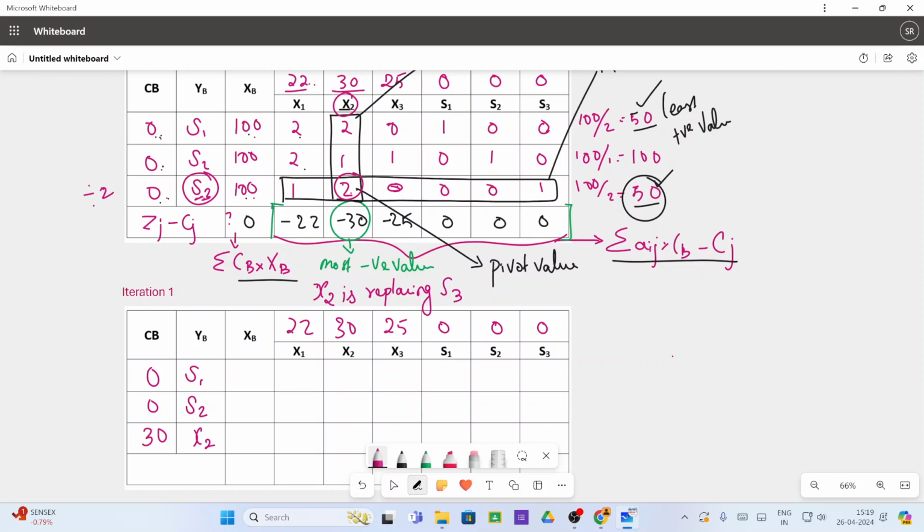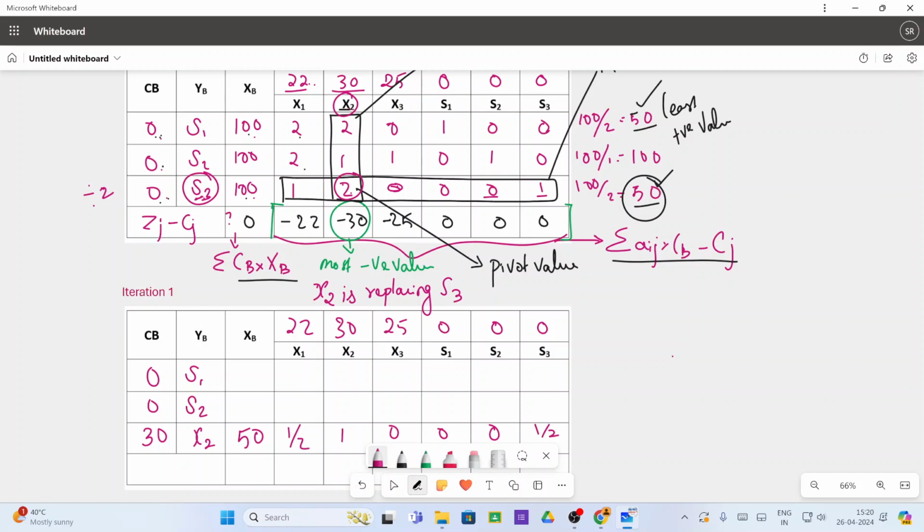So 100 divided by 2 is 50, and 1 divided by 2, let us keep it as 1 by 2, and 2 divided by 2 is 1, 0 divided by 2 is 0, again 0 divided by 2 is 0, and again 0 divided by 2 is 0, and 1 by 2 we will keep as 1 by 2. So we made this pivot value 1.